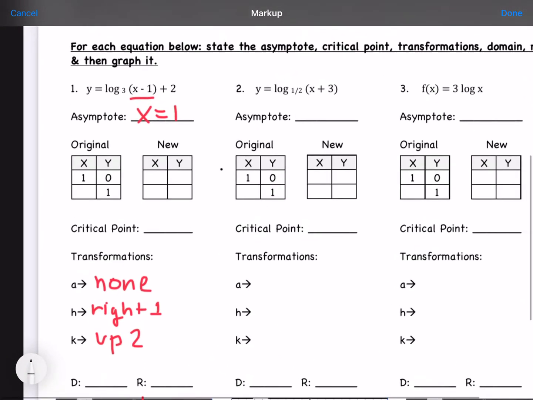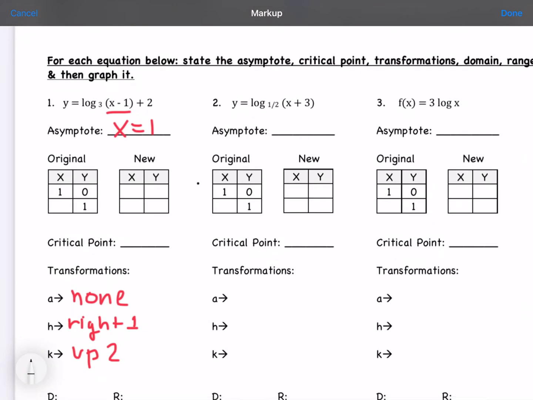So now we put our b value in here, so that's a 3. And so we have to find our new x's. So in each case, we'll just add 1. So 1 plus 1 is 2, 3 plus 1 is 4. For our new y values, we need to multiply by a, but a is just 1, so that doesn't change either of these. And then we add 2, so 0 plus 2 is 2, and 1 plus 2 is 3.